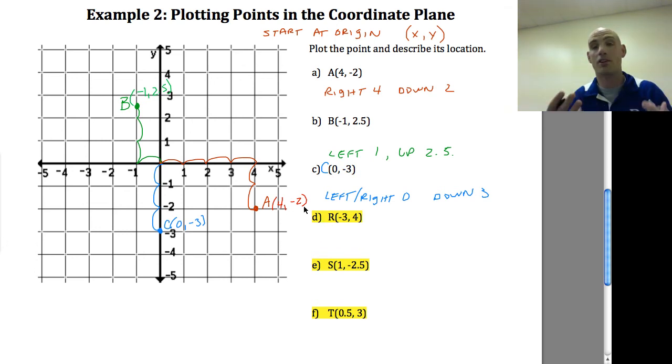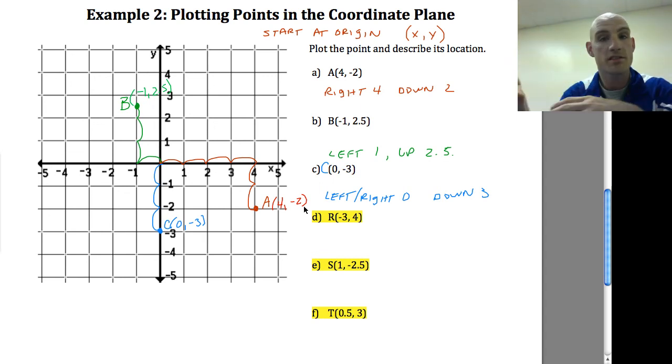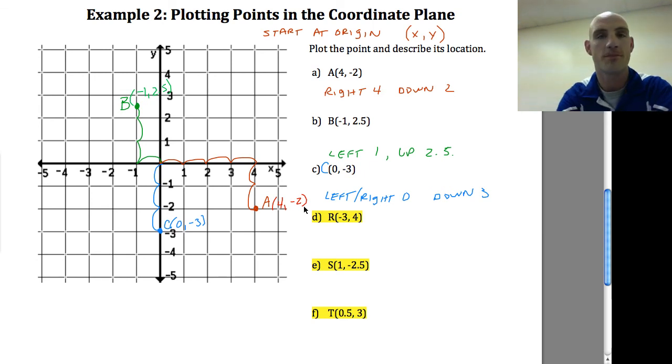See if you can do these highlighted examples for R, S, and T. If you want to use a different color, you can. But make sure you are moving left to right first and up and down second. That's the basics of plotting in the coordinate plane, guys. We learned how to access points using the coordinate system. So when we knew the coordinates going to and plotting the point, we also went the other way and had a point on the graph and picked out its coordinates. So try those extra examples and we'll see you next time.